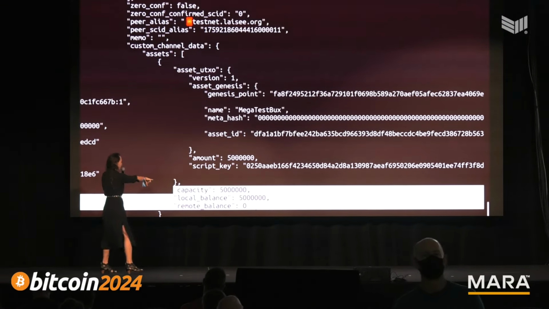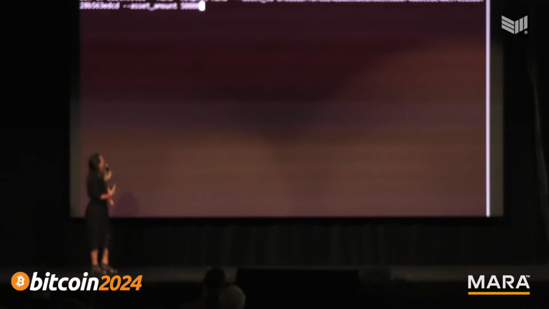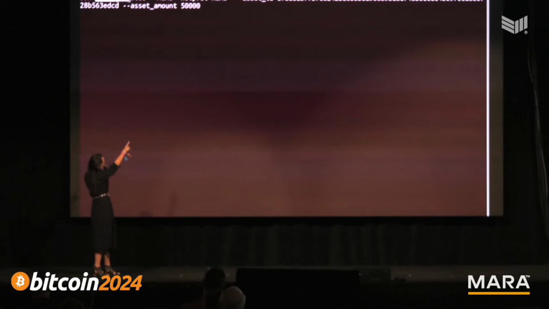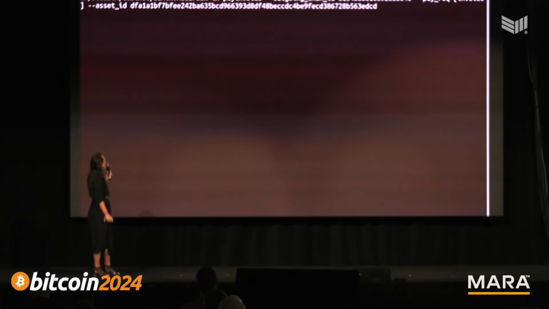So here's the balance of that channel. You can see everything is local. This is a command that you would use to generate an invoice, but Leo did this on his machine. I didn't generate the invoice. He did. Right? And he asked specifically for that asset and that amount, right? So LN add invoice using this particular asset ID and requesting that amount, 50,000, right?